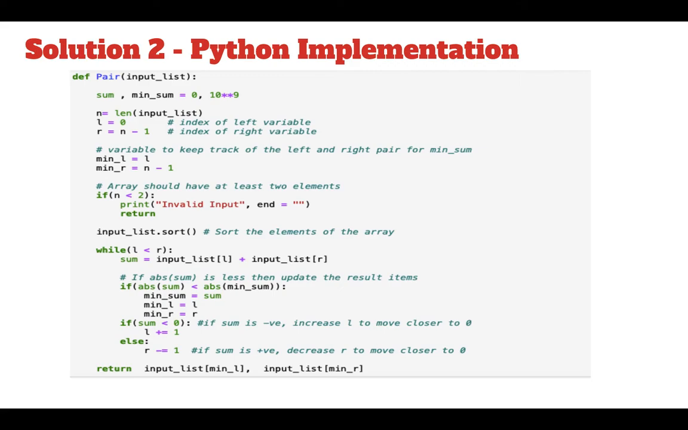If the sum is greater than 0, then we are going to decrement the right index to R minus 1. So we will continue this till the left index is less than the right index. Finally, we return the values of the list at index minimum underscore L and minimum underscore R. So these two values represent the values whose sum is closest to 0.